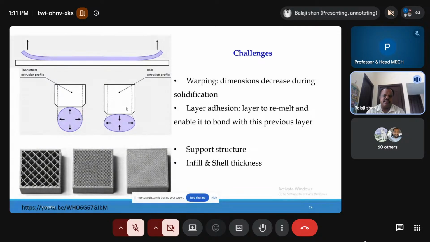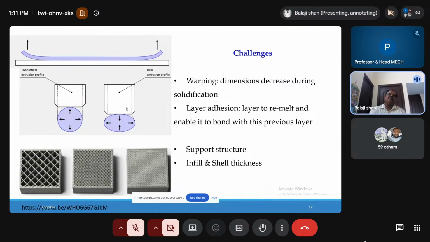So, the challenge we generally face in fused deposition modeling is the warping process. It is a dimensional decrease during solidification, because the building platform temperature and the nozzle temperature are different. Due to the deposition of the material, we face the challenge of warping defects and layer adhesion. The layer has to remelt and bond to the previous layer. The temperature difference makes two defects in fused deposition modeling, along with support structure and infill shell patterns.